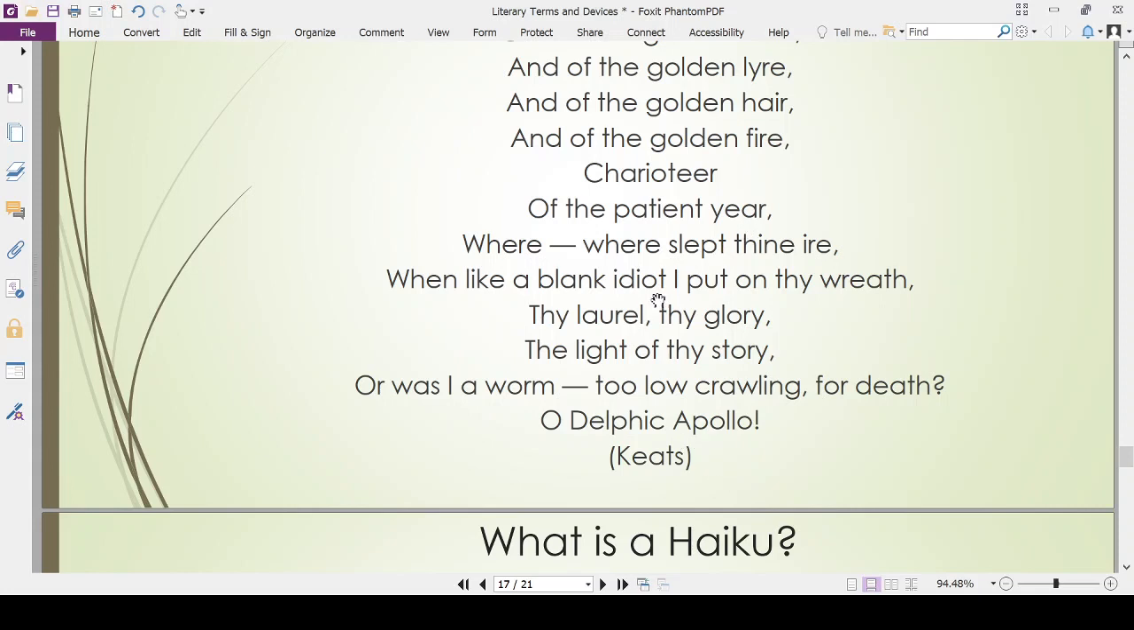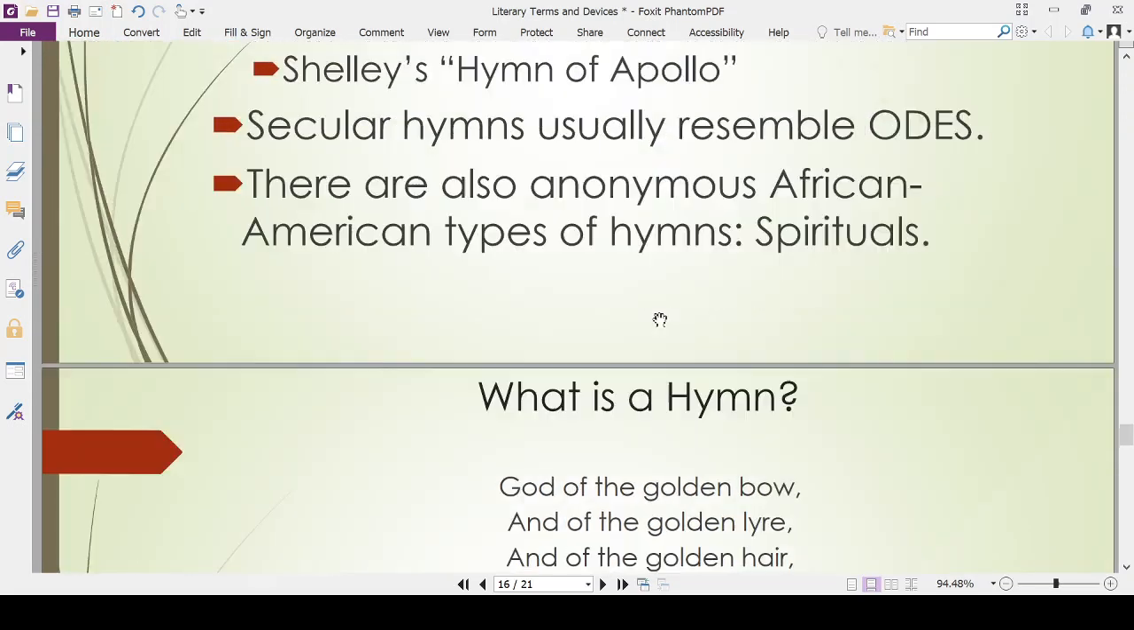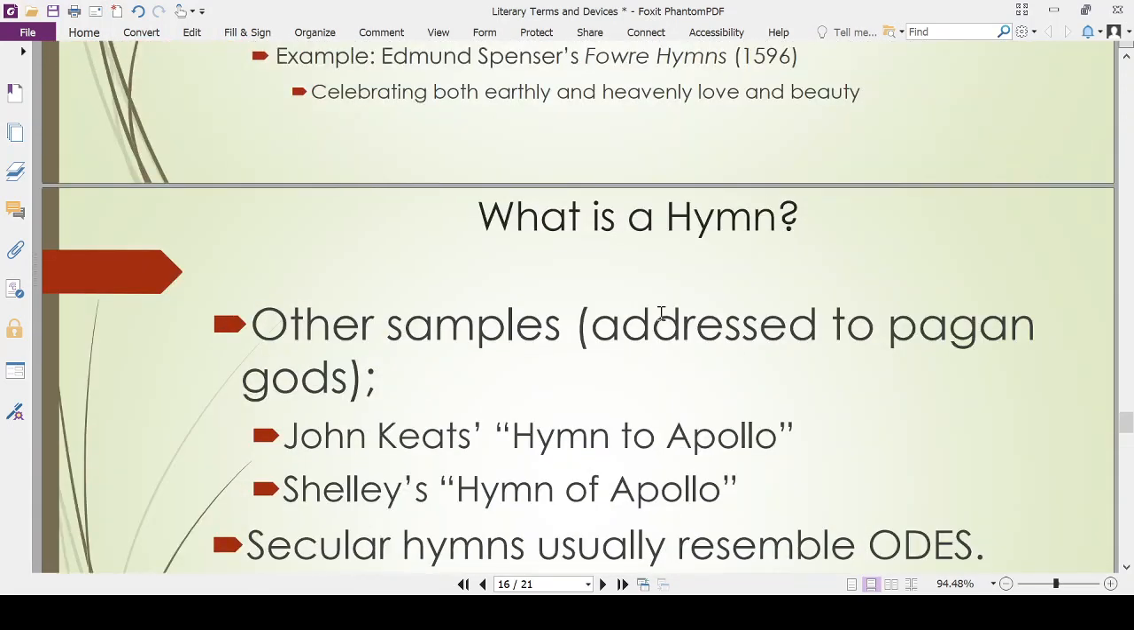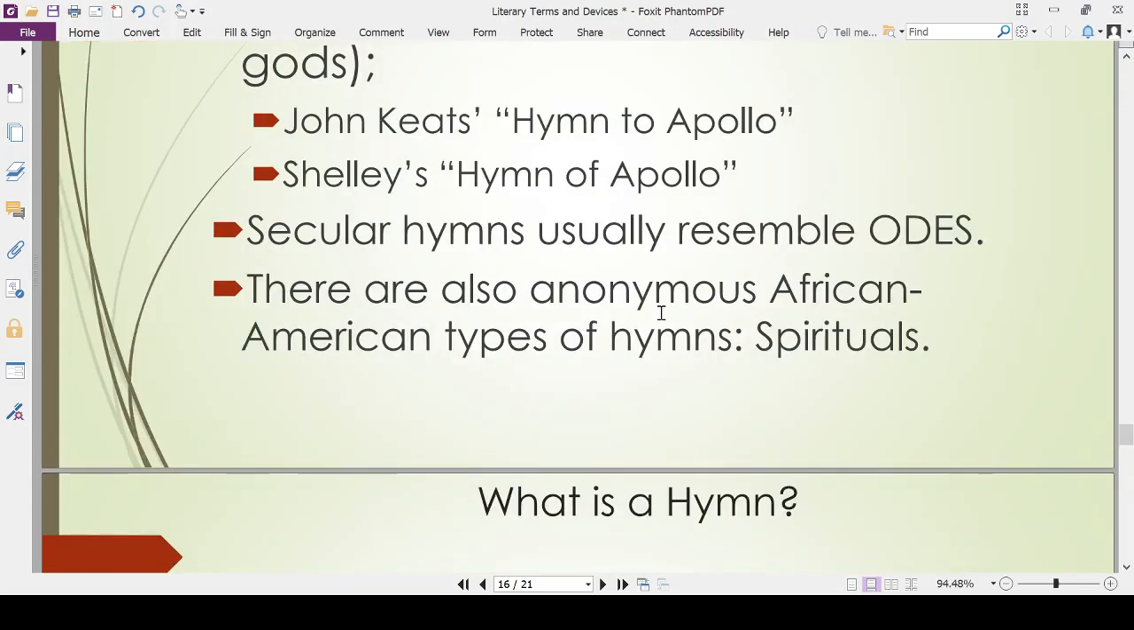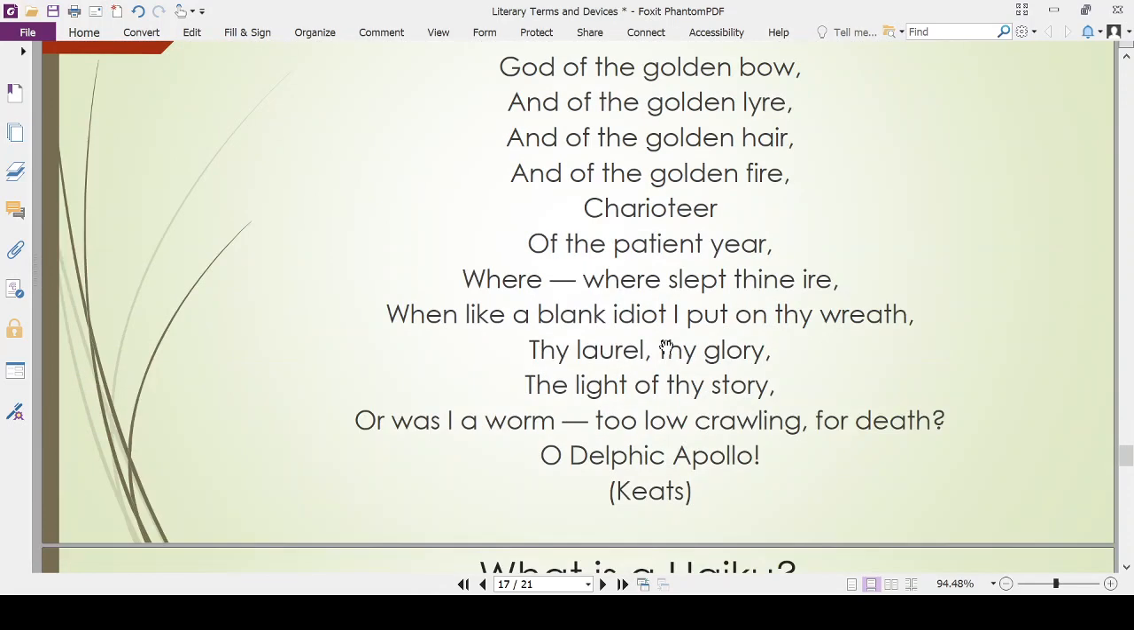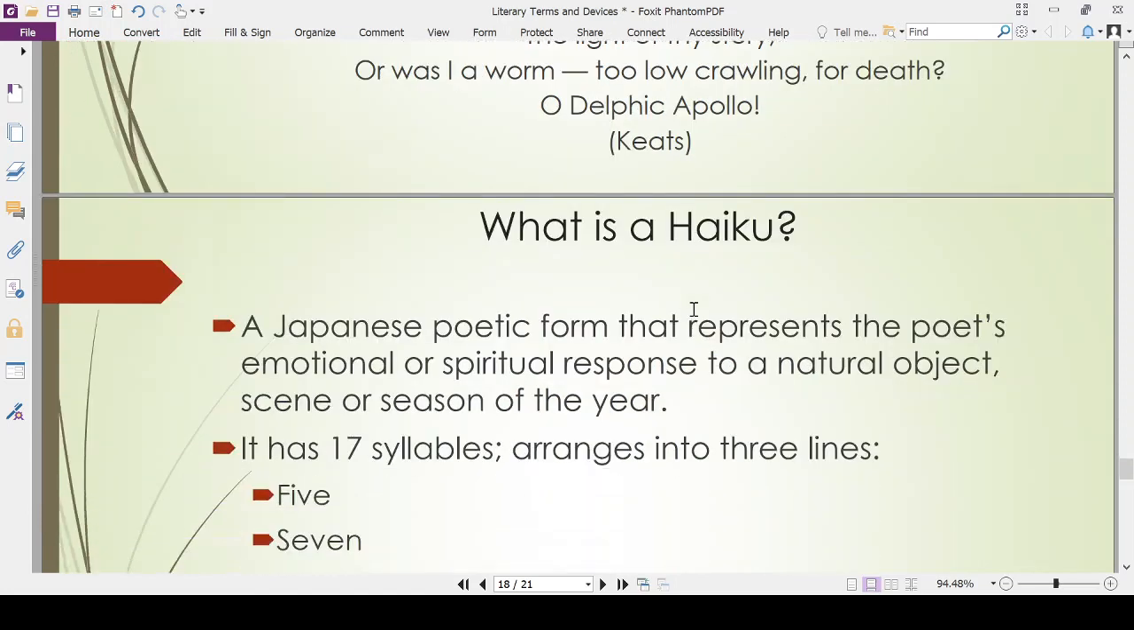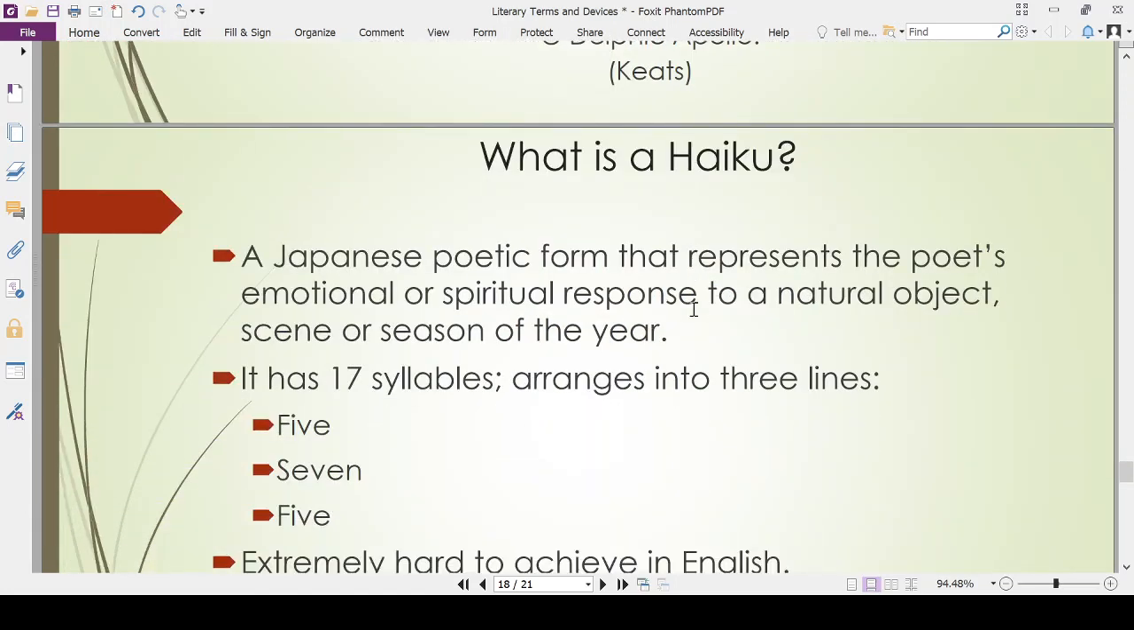So songs written in praise of a god or a deity or even heroes or even secular topics are called hymns. Let's now talk about another poetic form, a haiku.